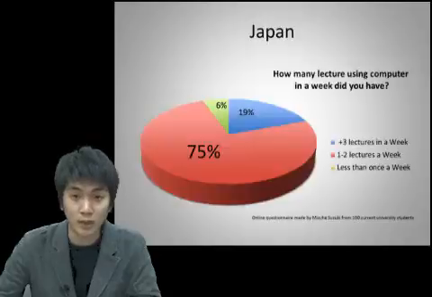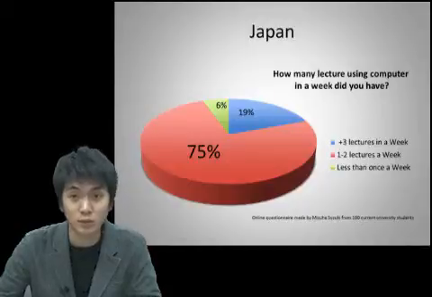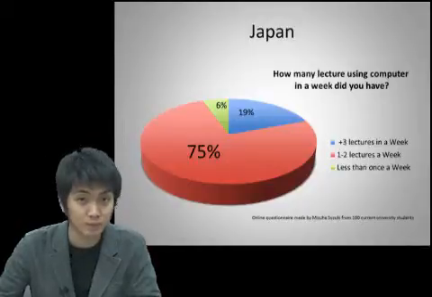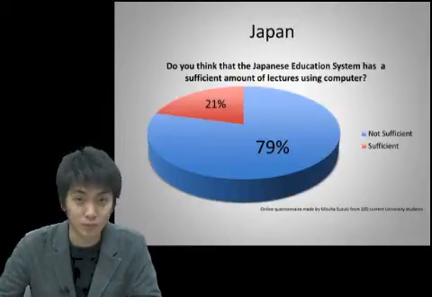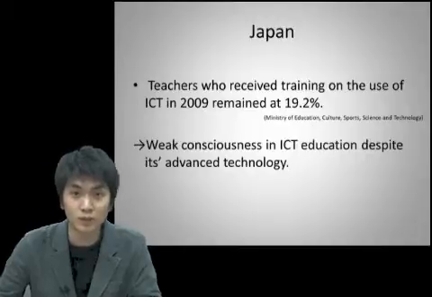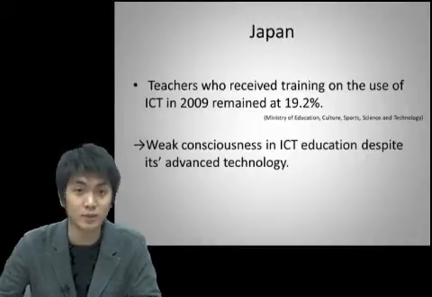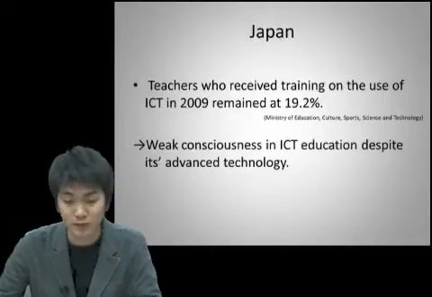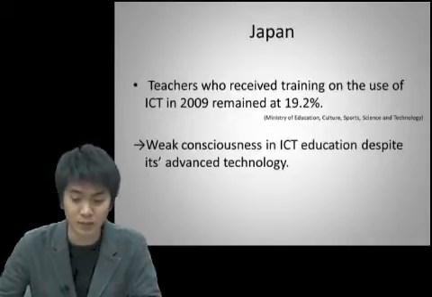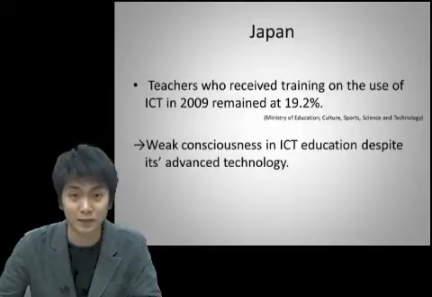According to a questionnaire based on 100 Japanese university students, 75% said that they've got 1 to 2 lectures using computers in a week. However, 79% said that that was not sufficient at all. And indeed, teachers who received training on the use of ICT in 2009 remain at 19.2%. So we can say that there is a weak continuity in ICT education despite its advanced technology.